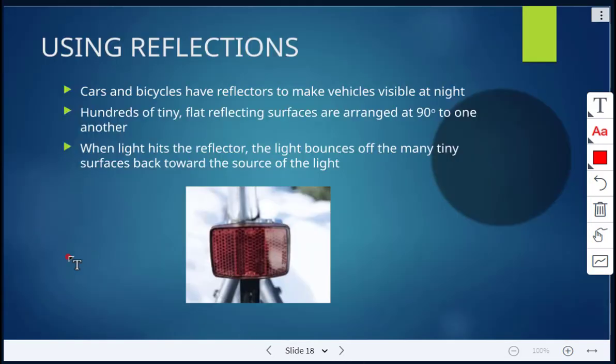All right, using reflections. So lots of uses. Cars and bicycles have reflectors to make vehicles visible at night. There are hundreds of tiny flat reflecting surfaces that are arranged at 90 degrees to one another. So when light hits the reflector, the light will bounce off all of those tiny surfaces back towards the source of the light.